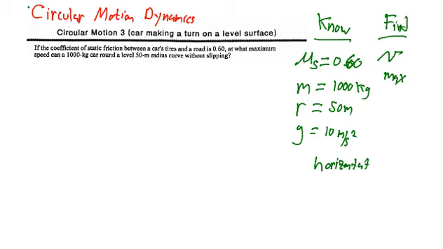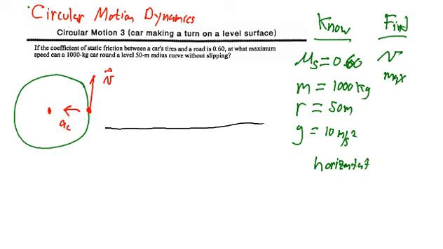So let's draw the top view of the situation. The path of the car would look like a circle, and just for convenience, let's put the car over here and pretend that its velocity is in that direction, and the center of the circle would be to its left, and the circular acceleration is going to point towards the center, which would be to the left in this point of view.